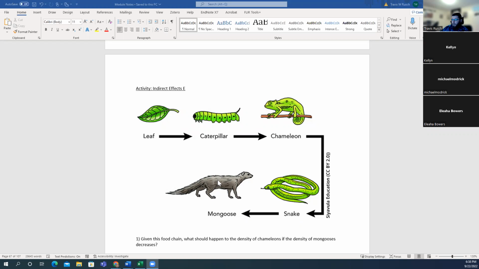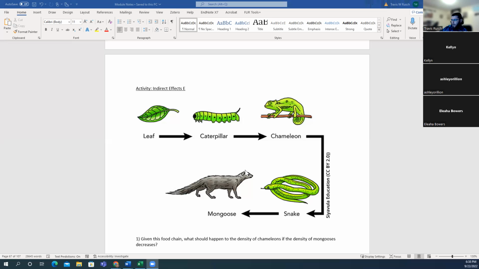So how would we go about solving that problem? Because there's a snake in between, right? The mongoose does not have direct effects on the chameleon in this instance. Wouldn't the snake population increase and the chameleon population would decrease because of that? Exactly. So I was just going to try to talk about a strategy to ask these.